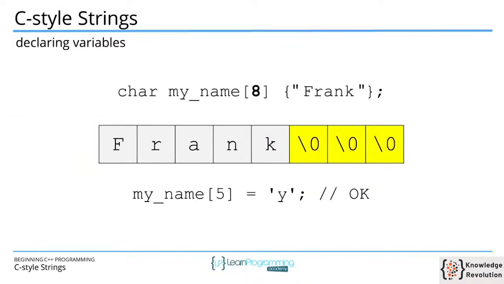In this example, we are explicitly asking the compiler to allocate 8 characters for the character array, and we're initializing it to "Frank". In this case, it will initialize the array with "Frank", and the rest of the space will be zeroed out with null characters. If I wanted to change the character at index 5, which is that first null character, to a lowercase y, it would be just fine, since the string now contains "Frankie" and is still null terminated. Let's see another example.